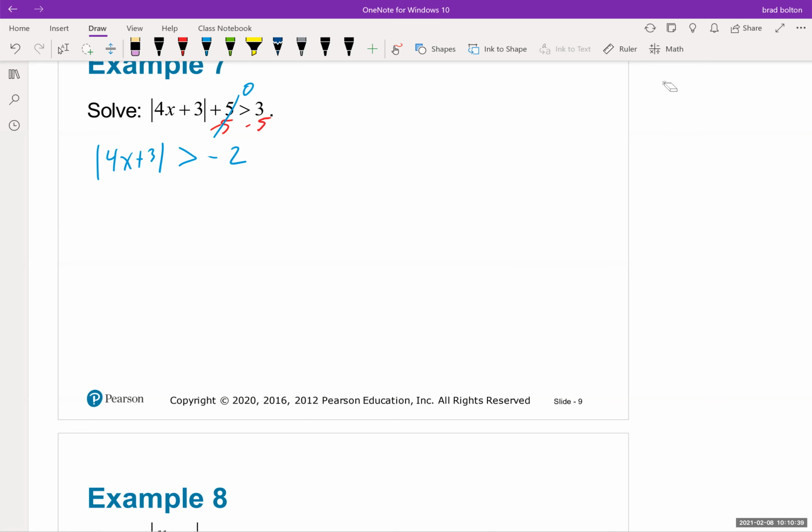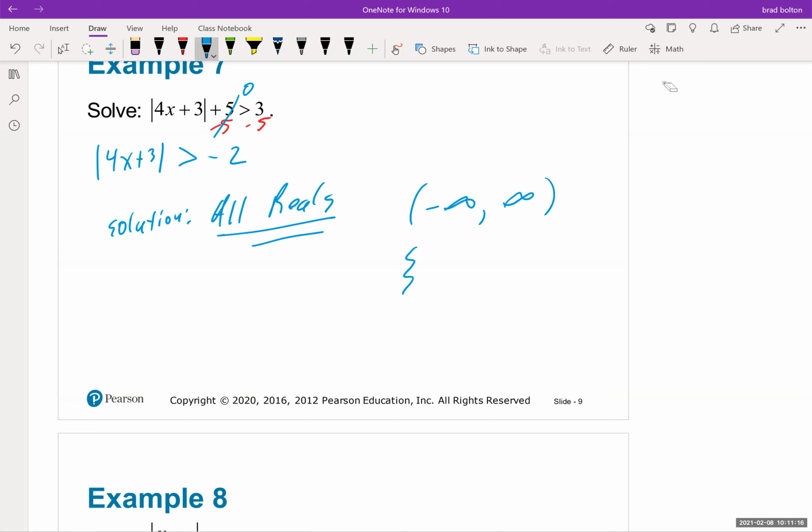So remember, we're trying to find what x's we're allowed to plug in here that will give us a true statement, greater than -2. Pick any x you can think of in the world, you put an x in there, and you'll get greater than -2. So the solution is all real numbers, or -infinity to +infinity. So I didn't even have to do any work just because I thought about what the statement was saying, right? The entire number line will be covered.